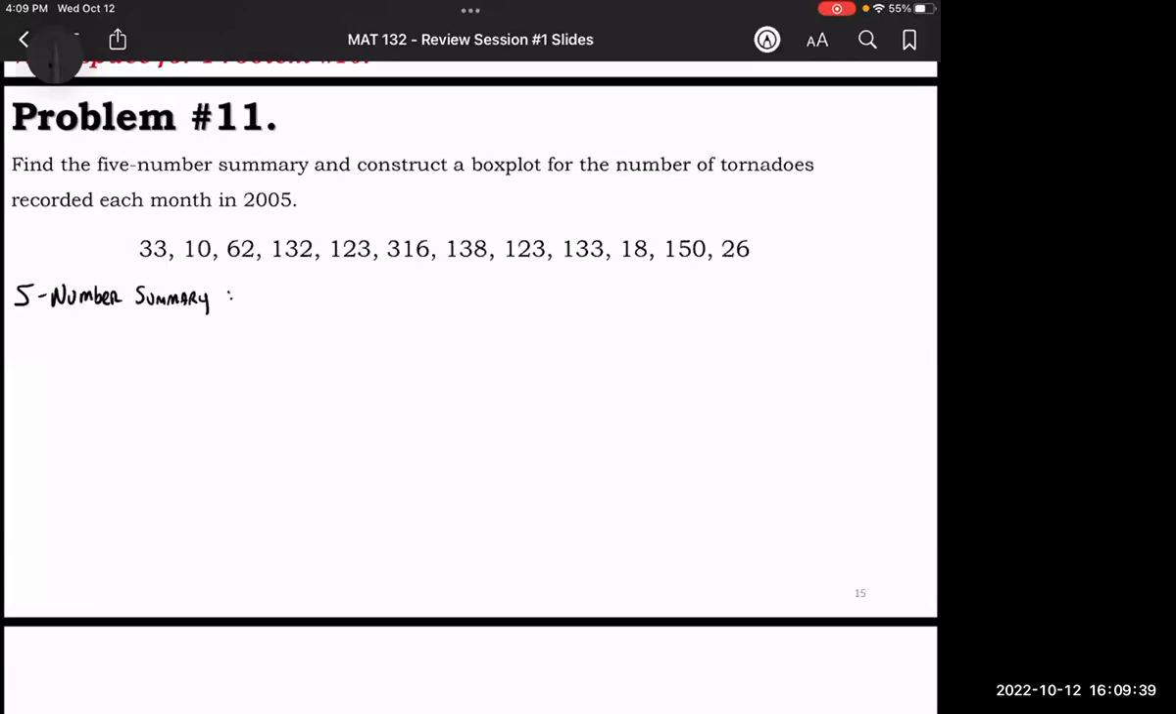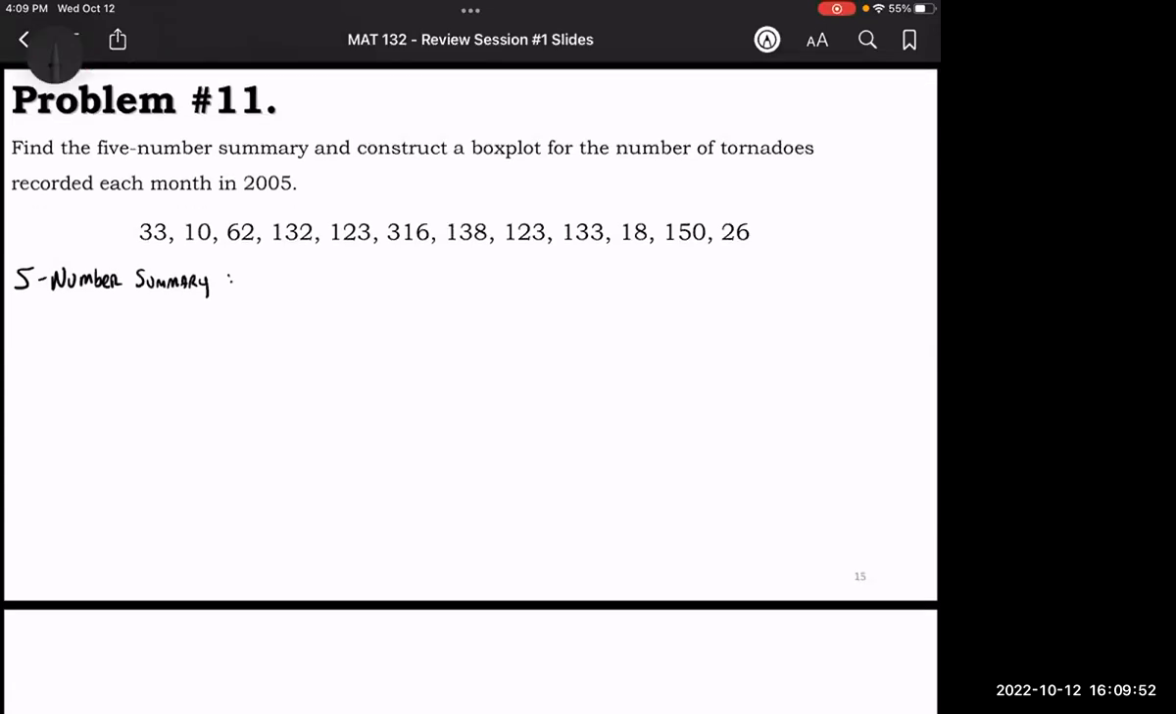There's no Q4. What's Q4, Q5? Max and min, those are the obvious ones. The five number summary consists of the smallest value, that's the min. Q1, which is your lower quartile. Q2, which is the middle quartile. Q3, which is the upper quartile, and then the max, the largest value in your data set.